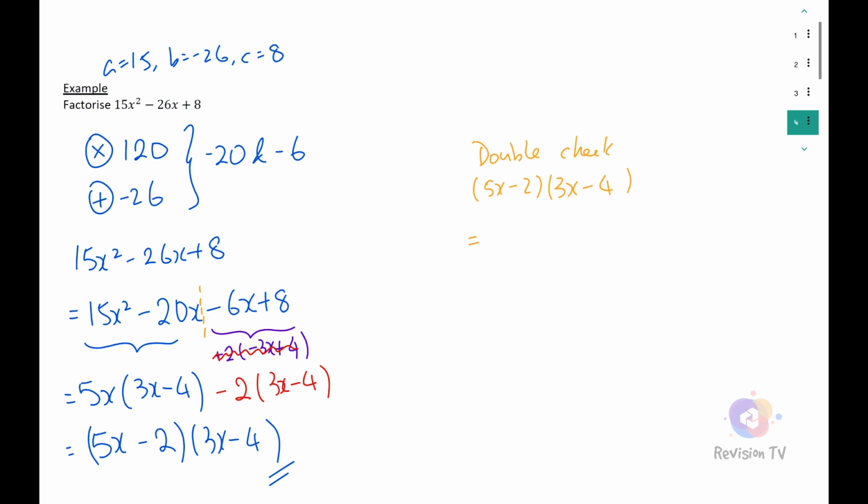5x times 3x is 15x squared. 5x times negative 4 is negative 20x. Negative 2 times 3x is negative 6x. Negative 2 times negative 4 is plus 8. Expand them, simplify the like terms in the middle: negative 26x plus 8. Does it match with the question? It does. Correct.